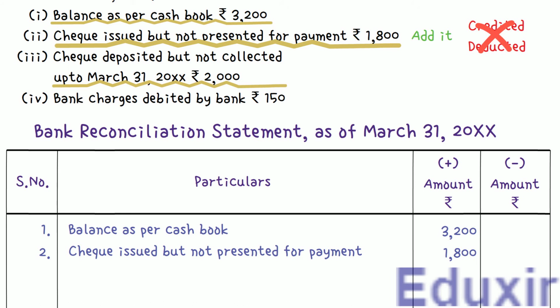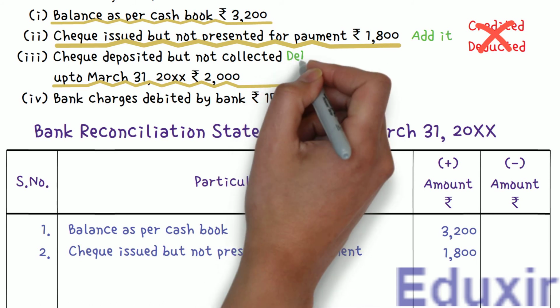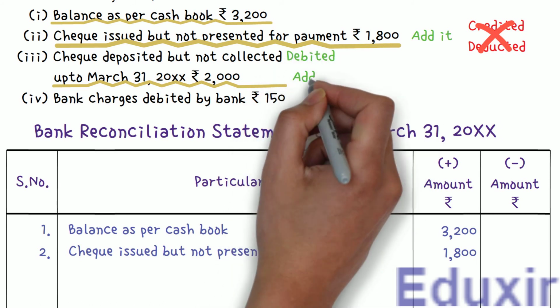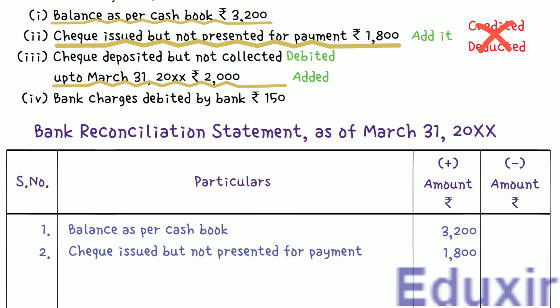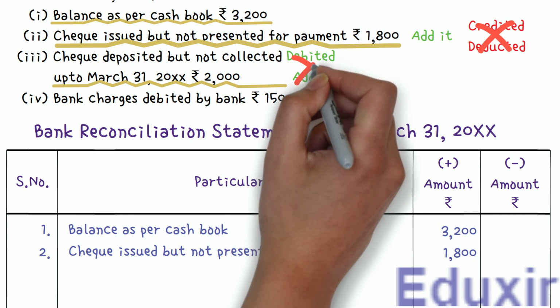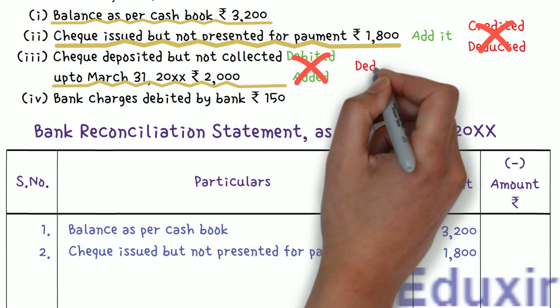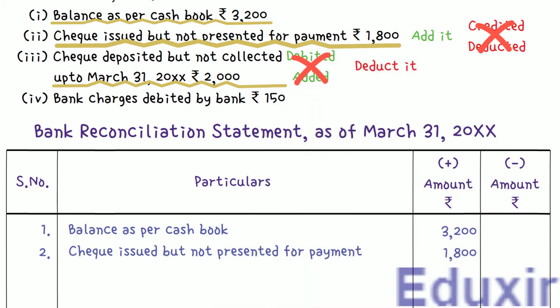When the check is taken to deposit it into the bank, it is recorded immediately in the cash book. The business deposits the checks that they receive from someone into their bank. As the business has received a check from a third party, it will be added in the cash book. But this amount is not yet reflected in the bank passbook as it is not yet collected. So we need to deduct this amount from the cash book balance to get the passbook balance.